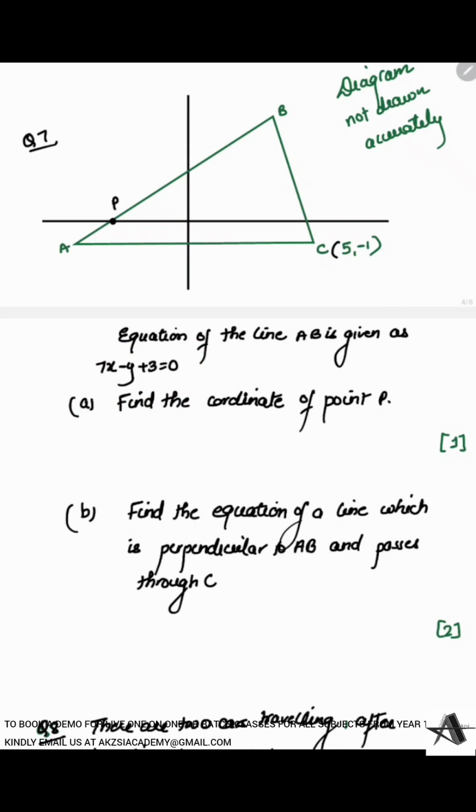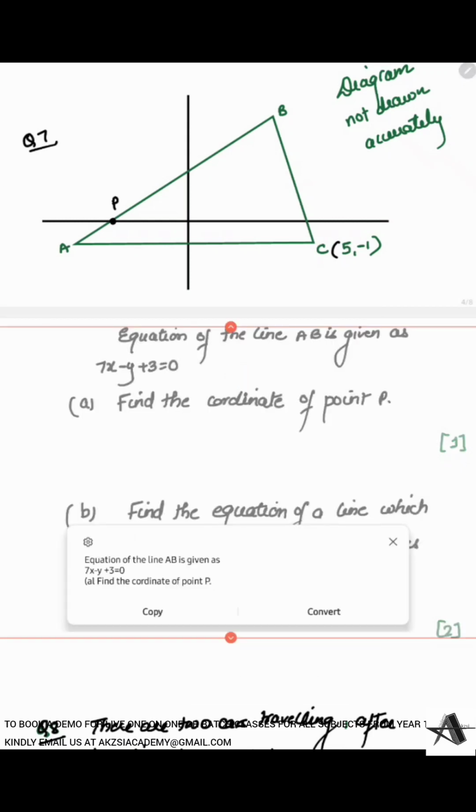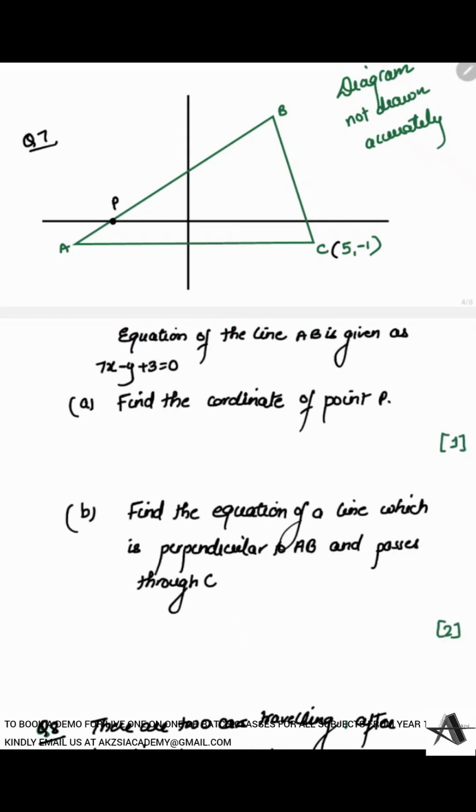See, it's important. This whole line, its equation is already given, which is 7x - y + 3. When this line cuts the y-axis, obviously the x coordinate is going to be 0, and the y coordinate is just y. We don't know what the coordinate of y is, to be honest.